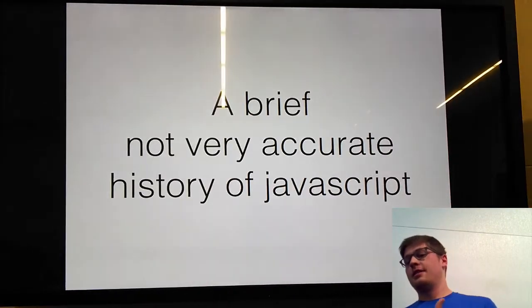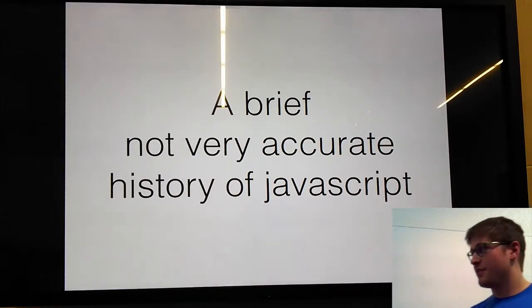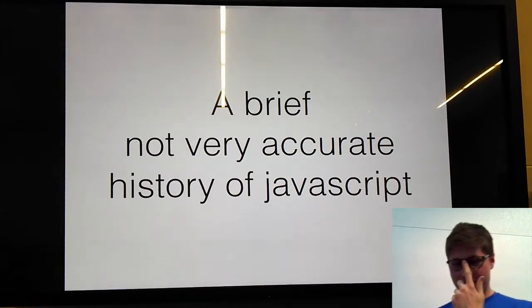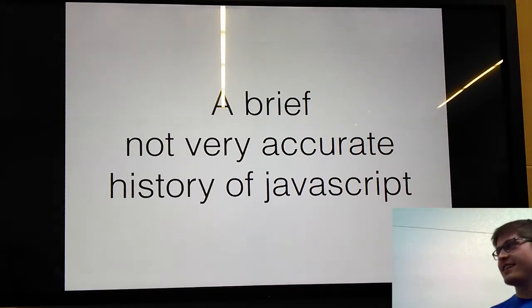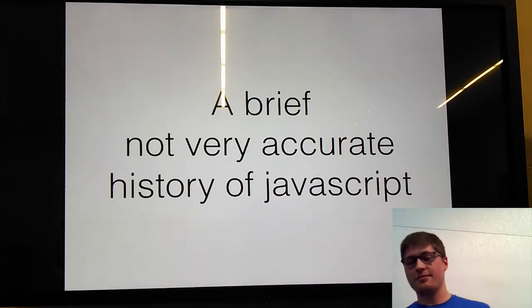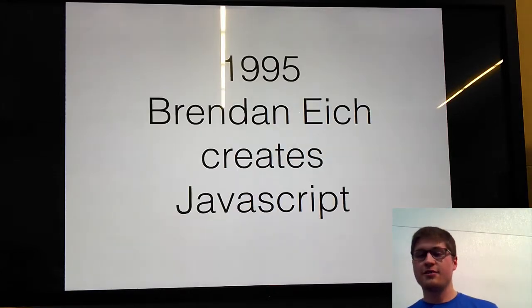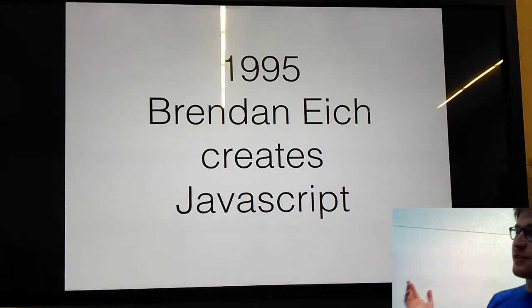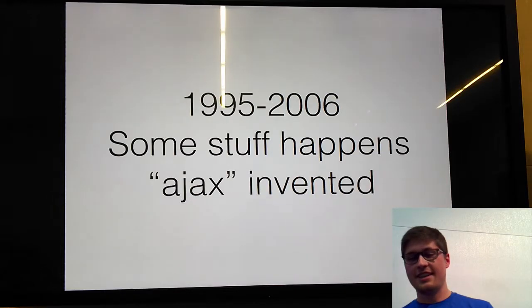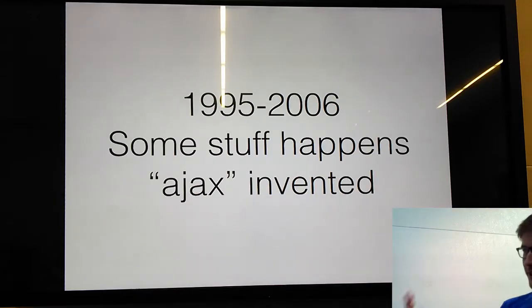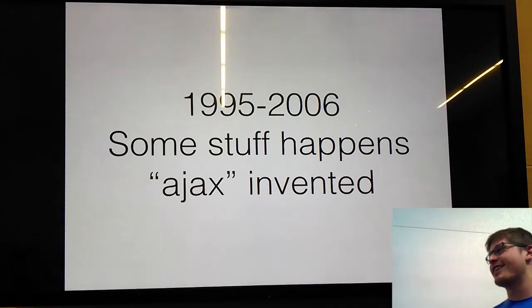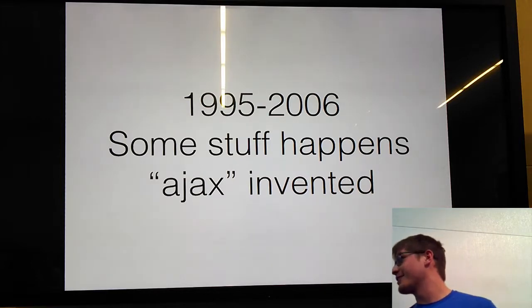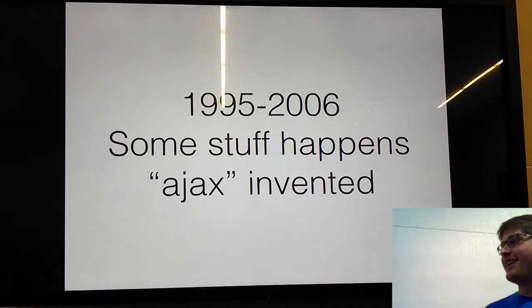So I'm going to talk about a little bit of how we got to where we are. This is probably totally wrong, because I have not been around that long. I'm not one of these old school web guys who was back in the 90s, so I'll probably mess some stuff up. Apologies in advance. So in 1995, Brendan Eich creates JavaScript. Then some stuff happens. Honestly, you can go read about it if you want. I tried to read about it and it wasn't that interesting or exciting.